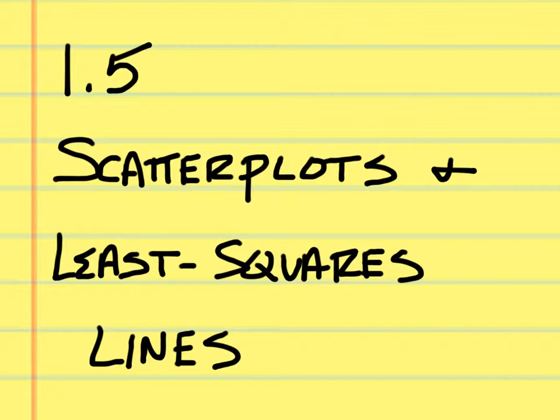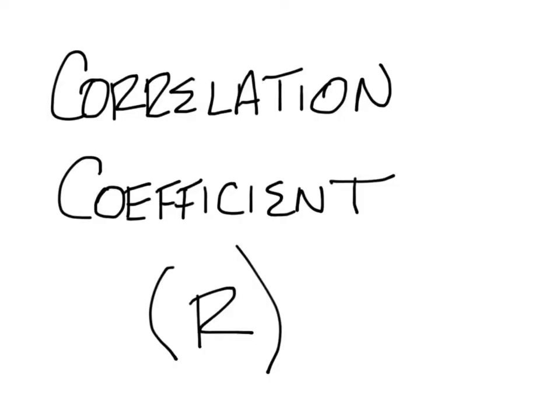Today's lesson is over scatter plots and least square lines. One thing you're going to be doing today is correlation coefficient. I'll show you how to calculate a correlation coefficient and tell you what we're going to use it for. And it's really simple. The correlation coefficient is R.